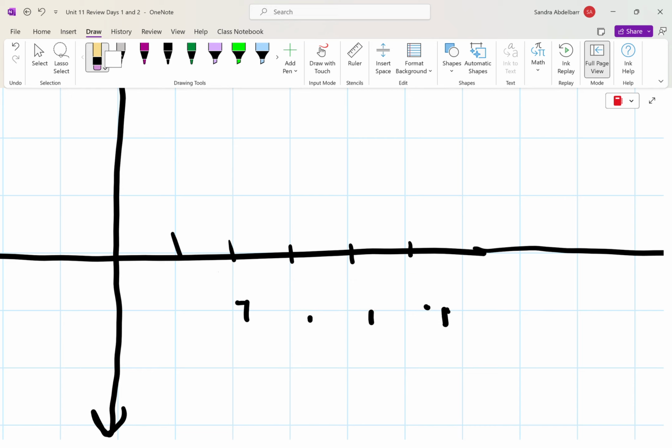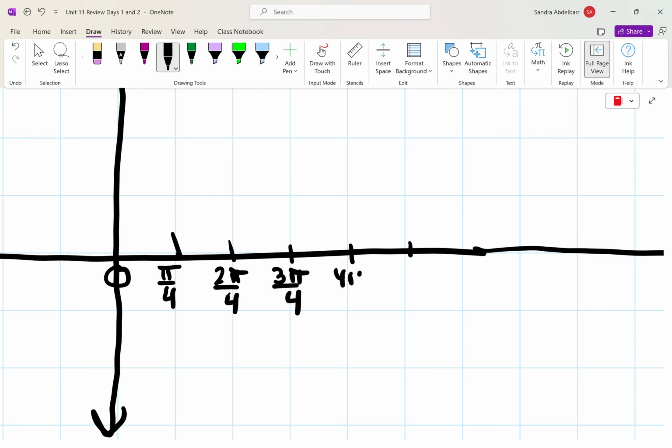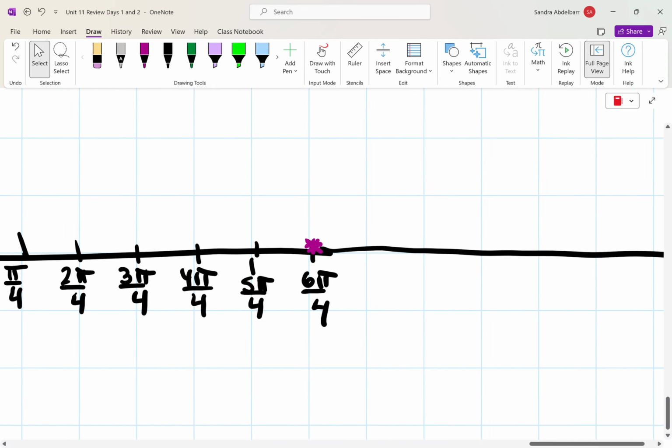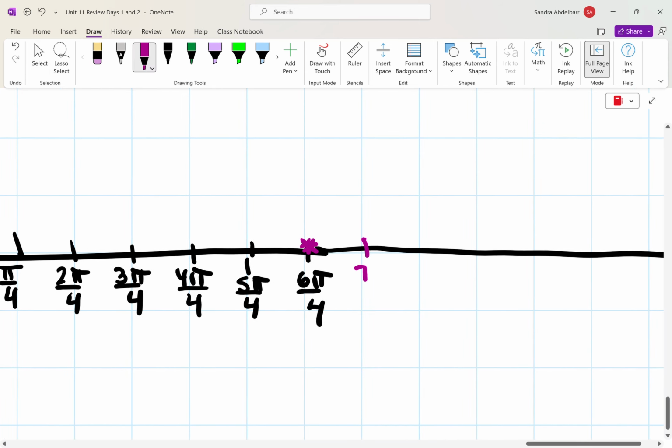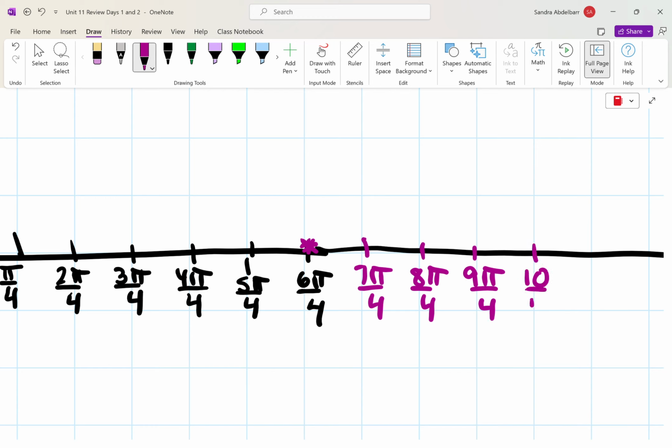I'll go in order so I don't confuse anybody. If this is 0, then this is pi over 4, this is 2 pi over 4, 3 pi over 4, 4 pi over 4, 5 pi over 4, 6 pi over 4. This is where we're starting. That's our start point, right? But from our start point, we need 5 more. So then we're going to go 7 pi over 4, 8 pi over 4, 9 pi over 4, 10 pi over 4. 1, 2, 3, 4, 5.